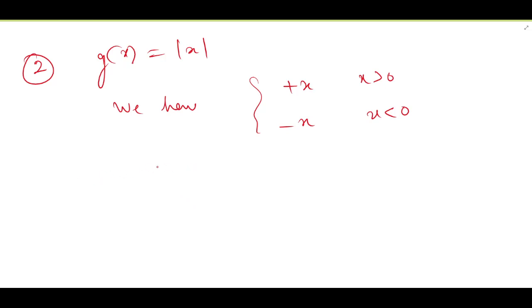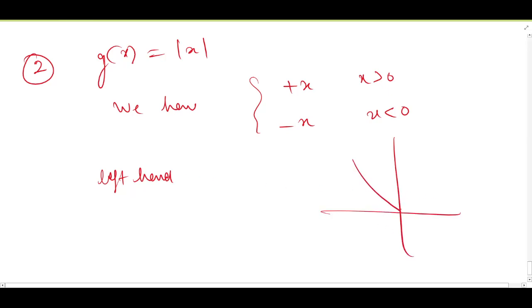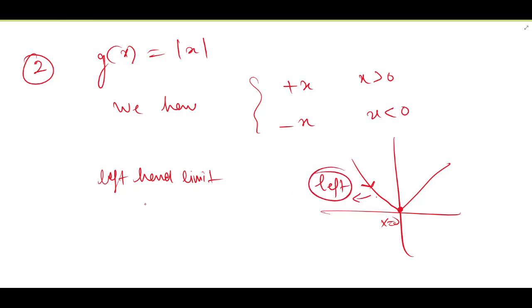So if we take the left hand limit, this is a graph of g of x. We need to find the limit at x equal to 0. The left hand limit is when x approaches 0 from the left hand side. So this is the left hand limit, that is, limit x tends to 0 negative of mod of x is equal to 0.